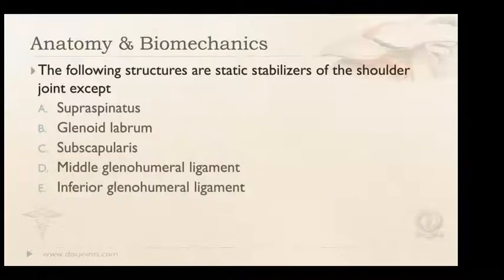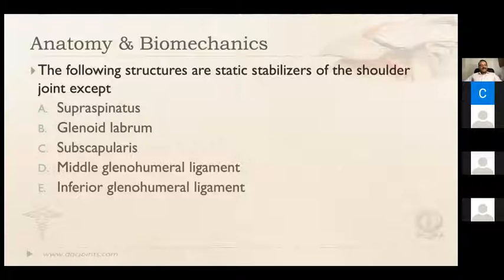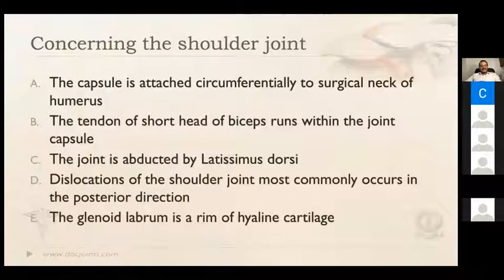Okay. All right. So you can ask questions in between. All the participants feel free to break me at any time. So the following structures are static stabilizers of the shoulder joint except... Subscapularis? It's a dynamic stabilizer. Yeah. You're right. Supraspinatus is also a dynamic stabilizer. So the glenoid labrum is a static stabilizer, MGHL and IGHL are static stabilizers.